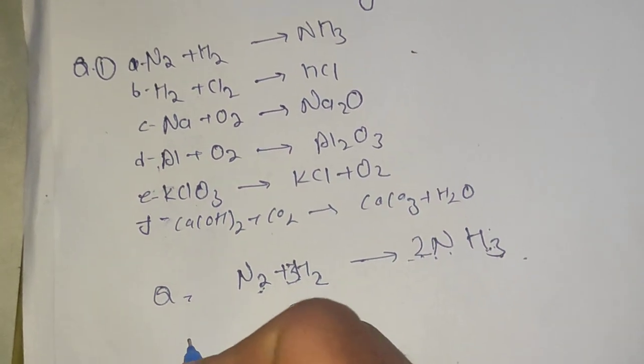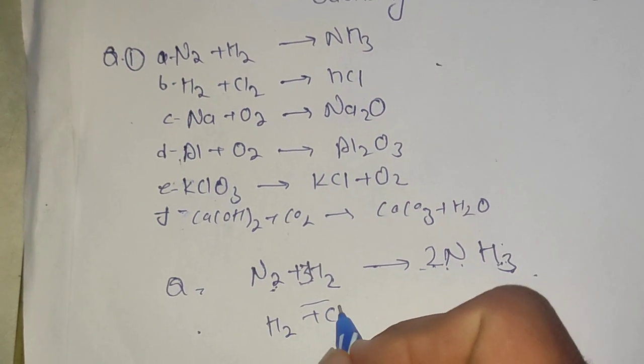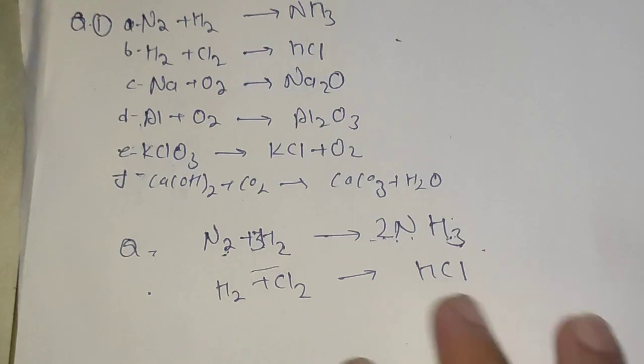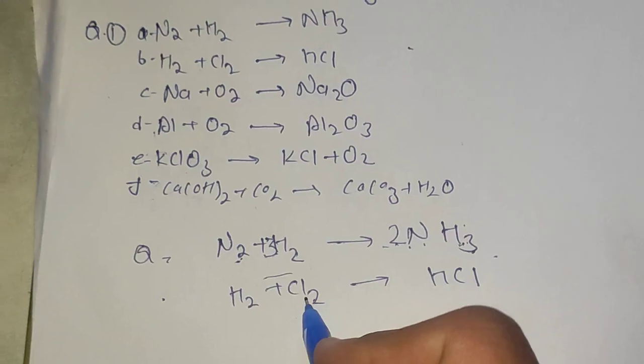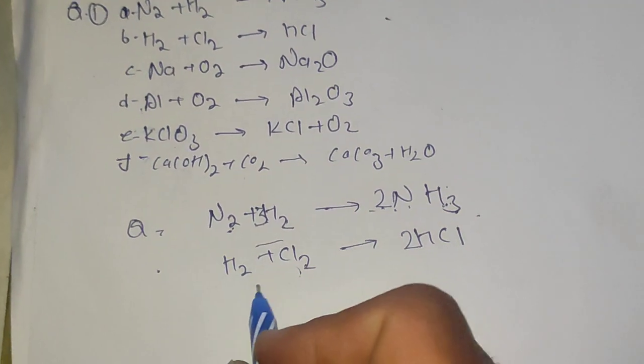Okay. Second is hydrogen plus Cl2 gives HCl. Similar, so multiply by 2. This is 2, so here it becomes 2 and both are balanced.